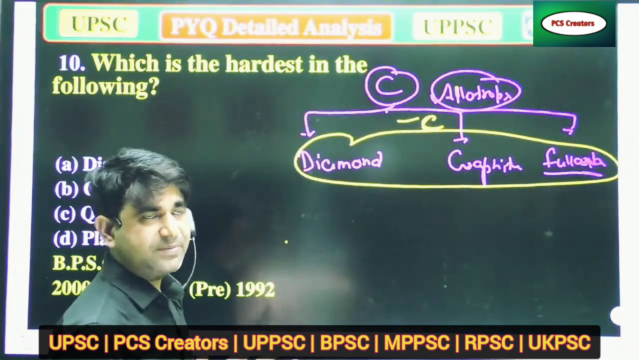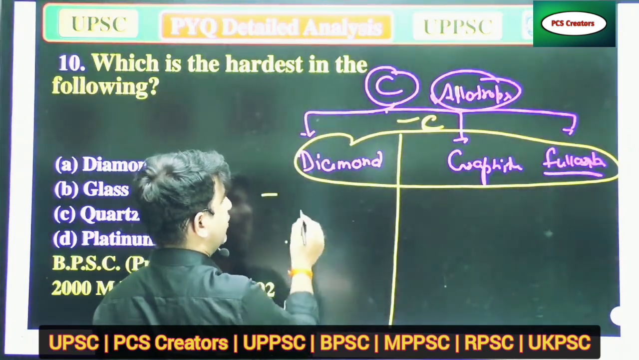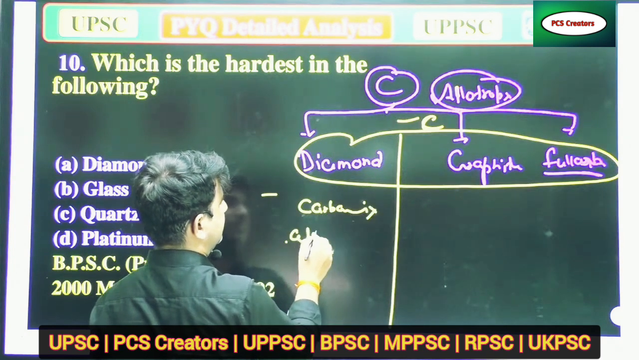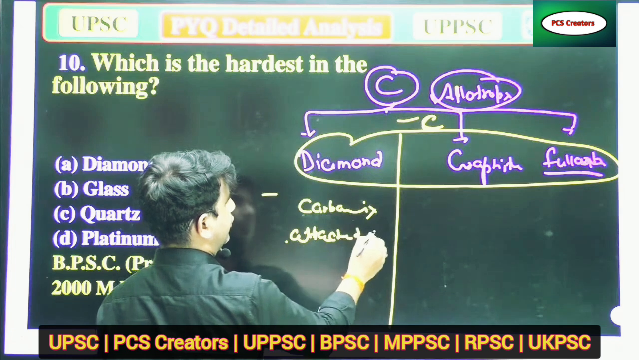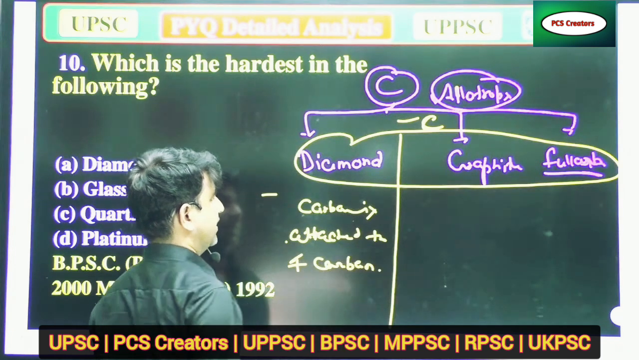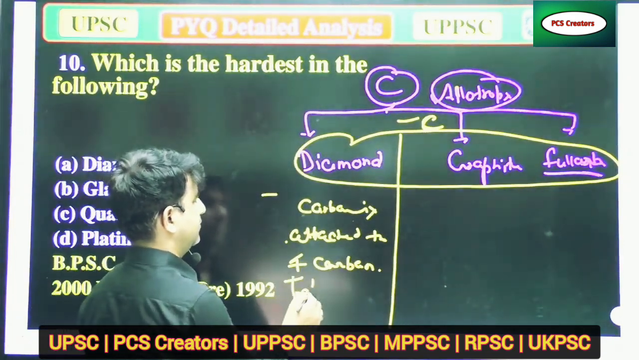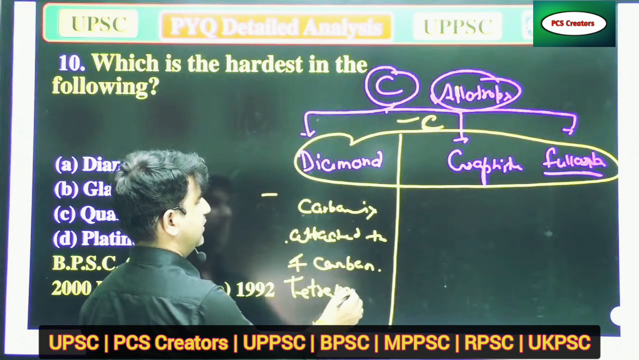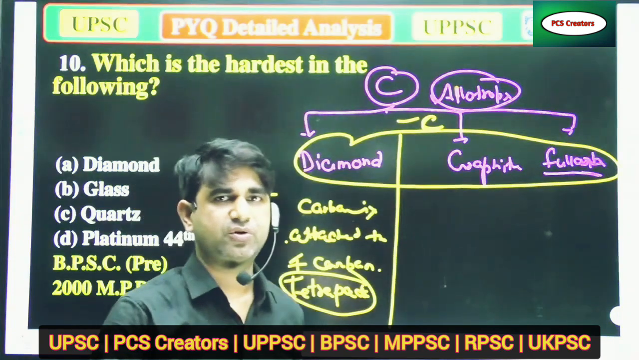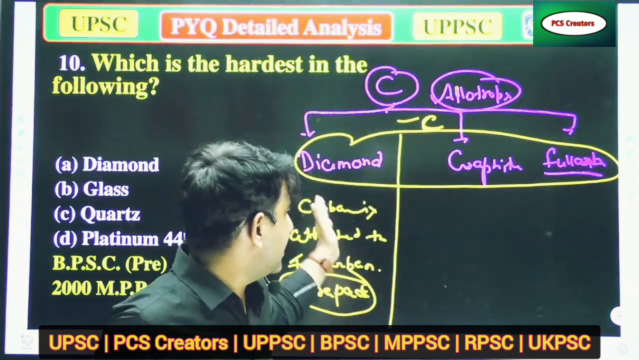When we talk about diamond, why is it the hardest substance? It has been asked many times. You can say, sir, because in diamond one carbon is attached to four other carbons, and it has a solid tetrahedral structure. That is why it has no free electron, or no free valency. That is why it is the hardest substance.